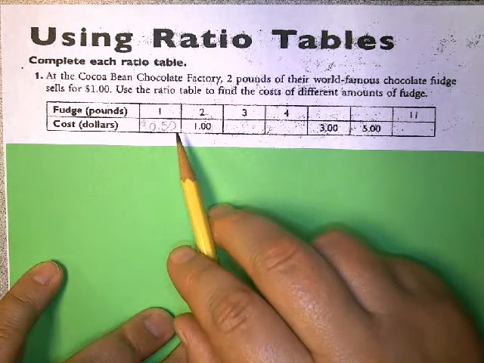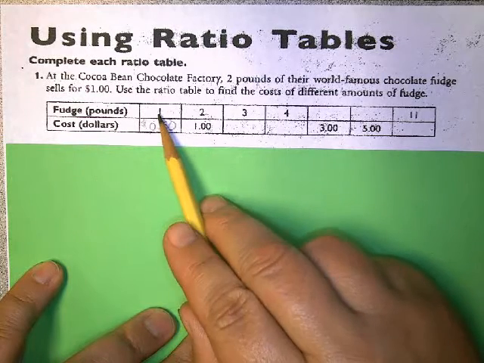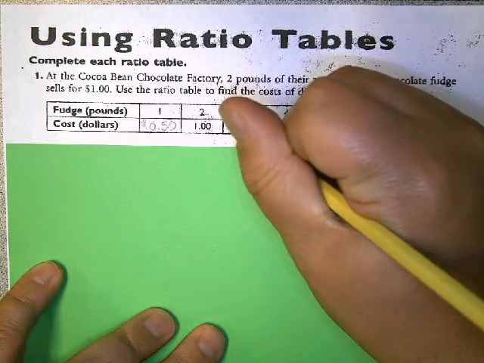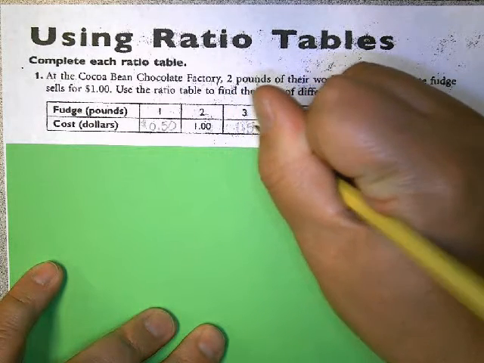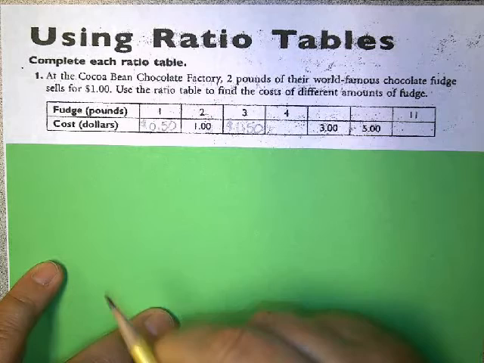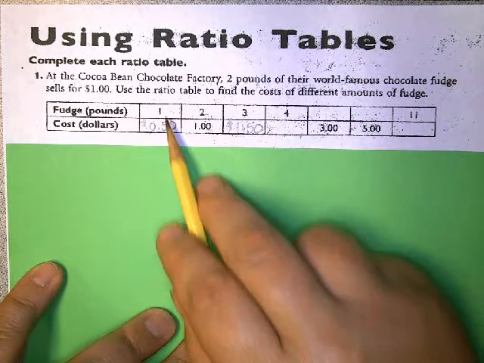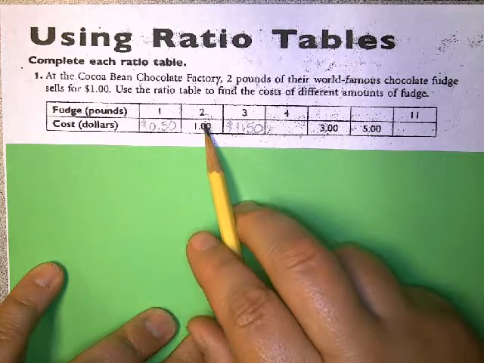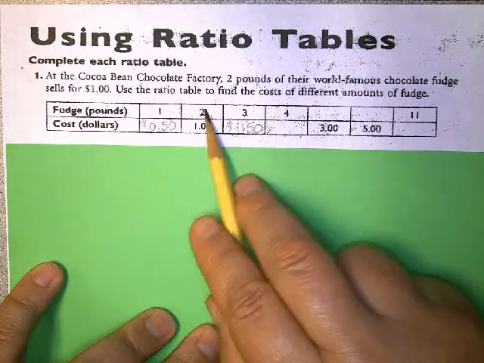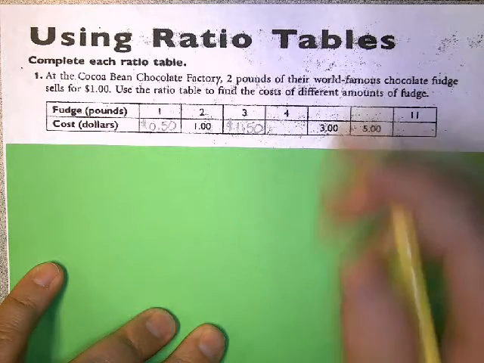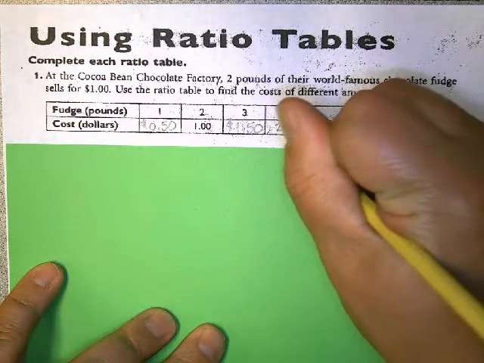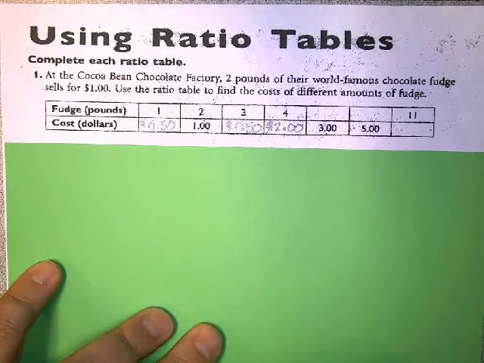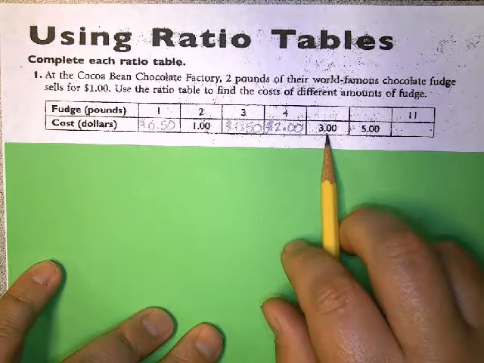Sorry about that, guys. A really cool thing that you can do with ratio tables as well is I know that 1 plus 2 is 3. 50 cents plus $1 is going to give me $1.50. I could have also done times 3. That would have also worked. So there's many different ways to make this work. 2 times 2 is 4, so I can just double this. So 1 times 2 is going to be $2. $2 for 4 pounds of fudge. Just some cheap fudge here.